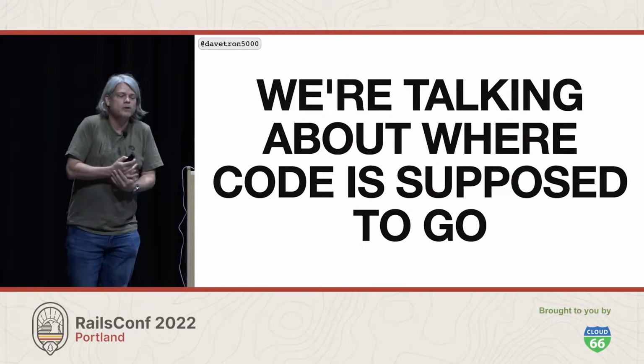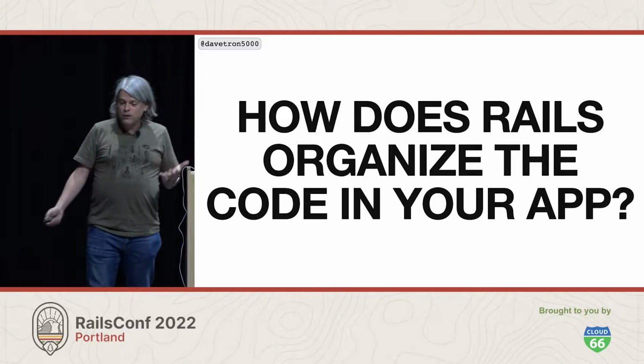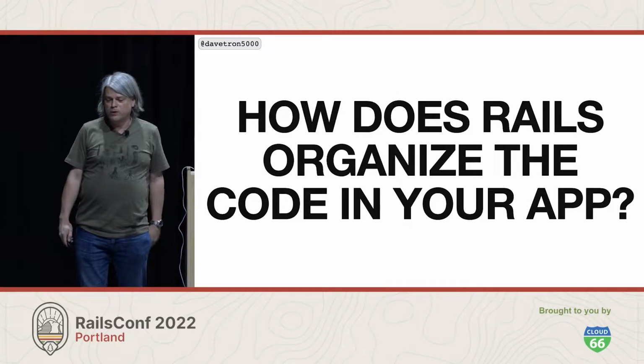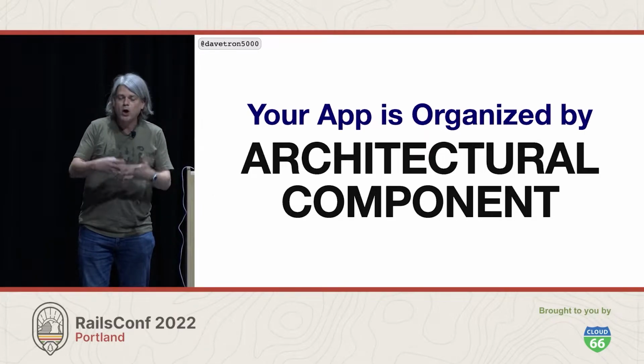Right, we're just talking about, well, where is code supposed to go? Well, where does Rails put our code? Maybe we'll start there, right? What does Rails do with our code? So it puts it by architectural component, right?